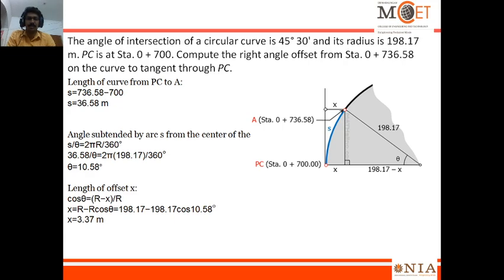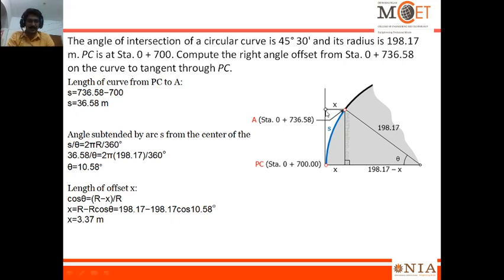The angle of intersection of a circular curve is 45 degree 30 minutes and its radius is 198.17 meter. Point of commencement is at station 0 plus 700. Compute the right angle offset from station 0 plus 736.58 on the curve to tangent through PC. Right. So what they have asked is compute the right angle offset. That means it is a perpendicular offset they have asked, not the radial offset. So they have asked about only one offset distance.